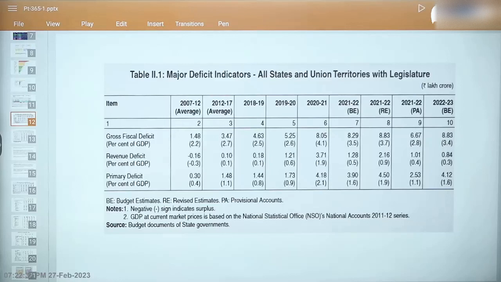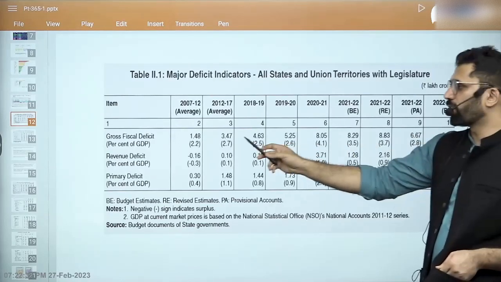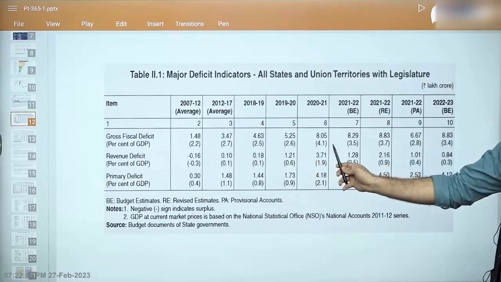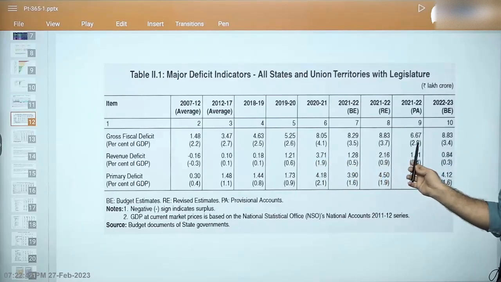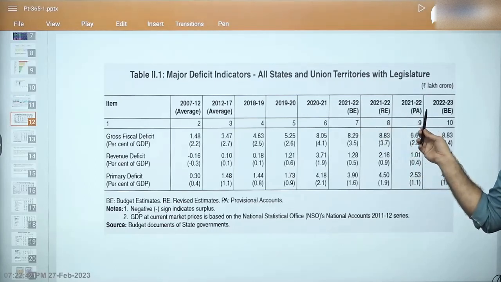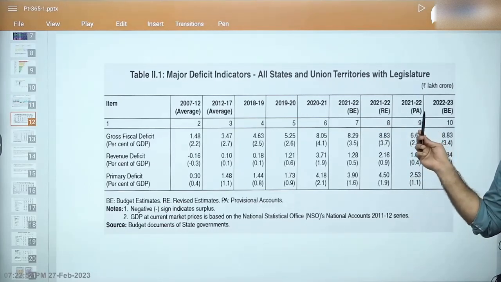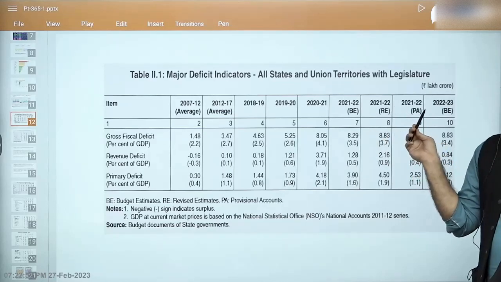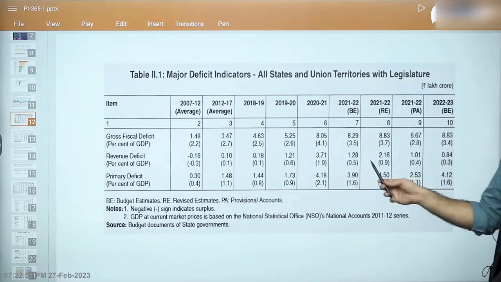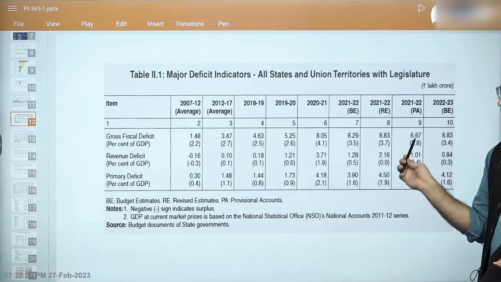These are your indicators. The gross fiscal deficit as a percentage of GDP, 2.5, 2.6, 4.1, 3.5 to 3.7, and now 2.8. Budget estimates, revised estimates, and provisional accounts. Budget will always come out of 4 numbers. Budget, revised, account, and the next year budget estimates. So 4.1, 3.5, 3.7, and 2.8.